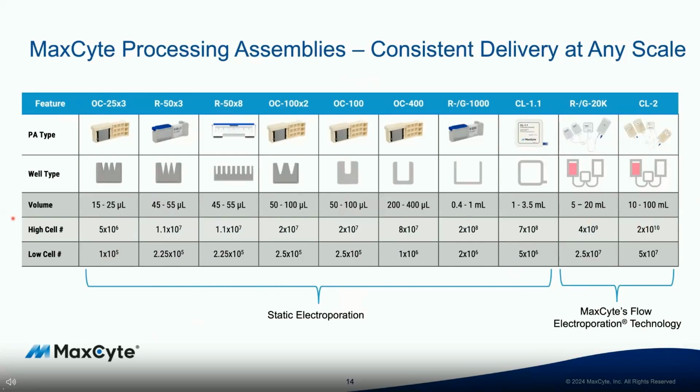And usually optimization occurs at the smaller scale with multi-well processing assemblies, where you would optimize the cell density, the cargo concentration like mRNA or DNA, and then the electroporation protocol. Once you optimize those parameters, you would simply scale up the volume for seamless scalability.